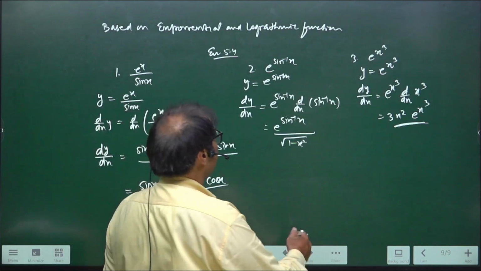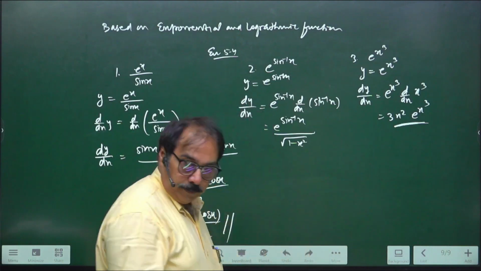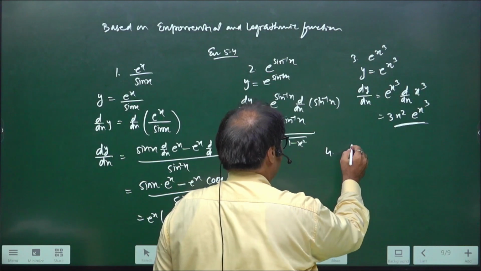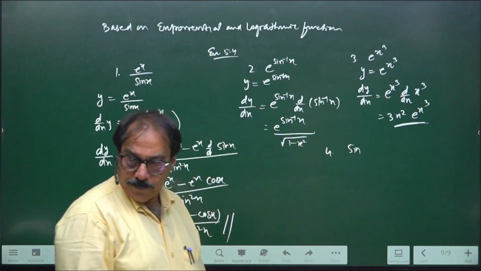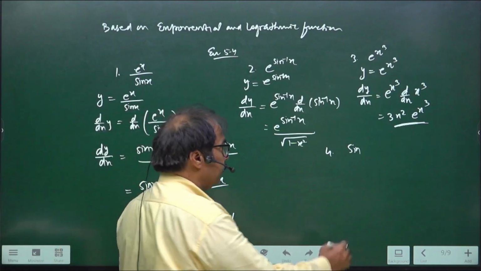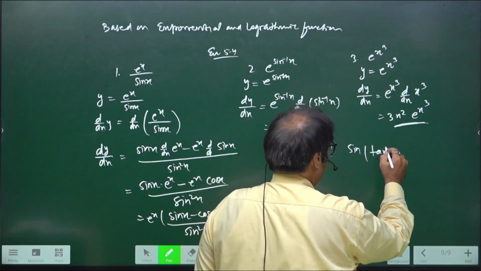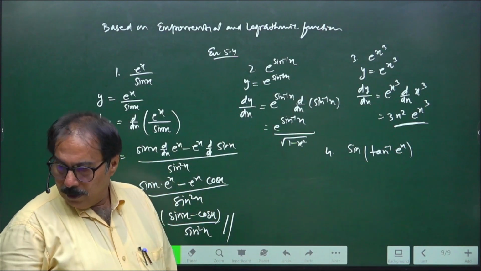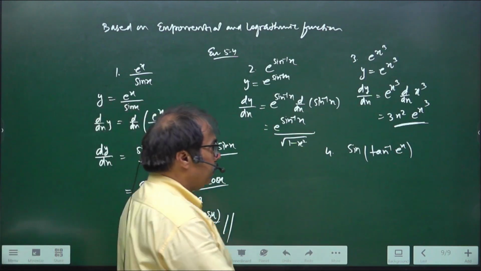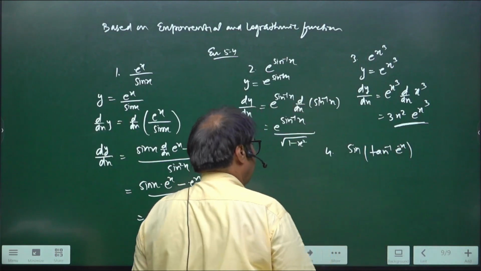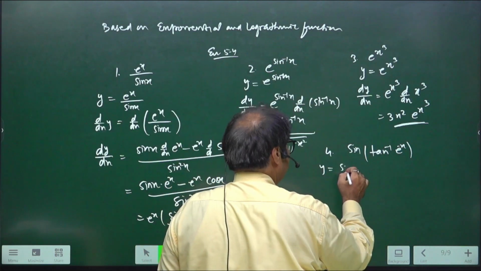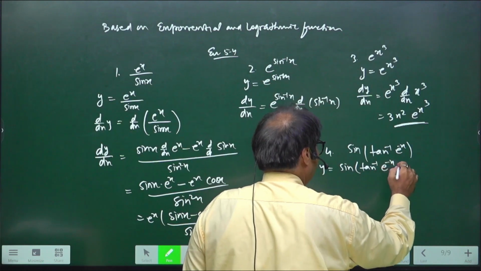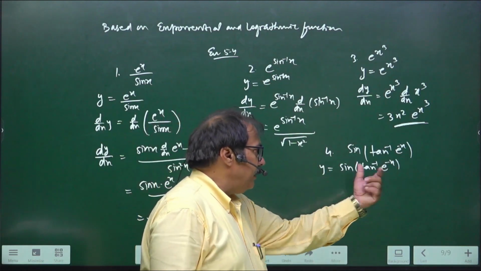Then the fourth question: sine of tan inverse e raised to minus x, not x, minus x. So y is equal to sine of tan inverse e raised to minus x. So this is our theta, sine theta, right?